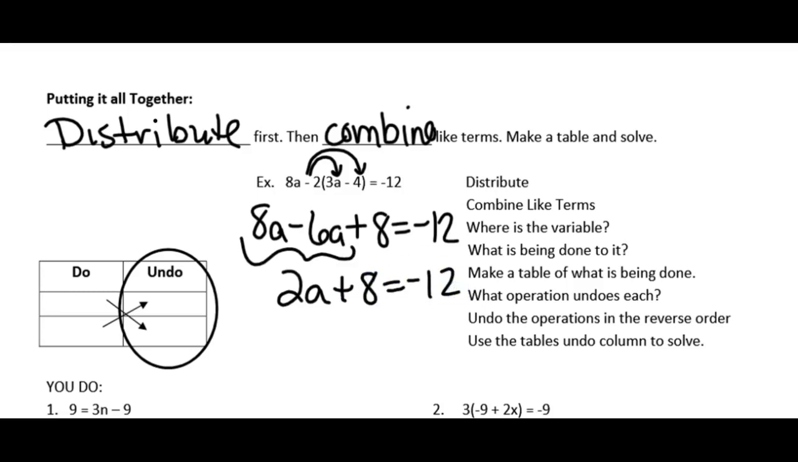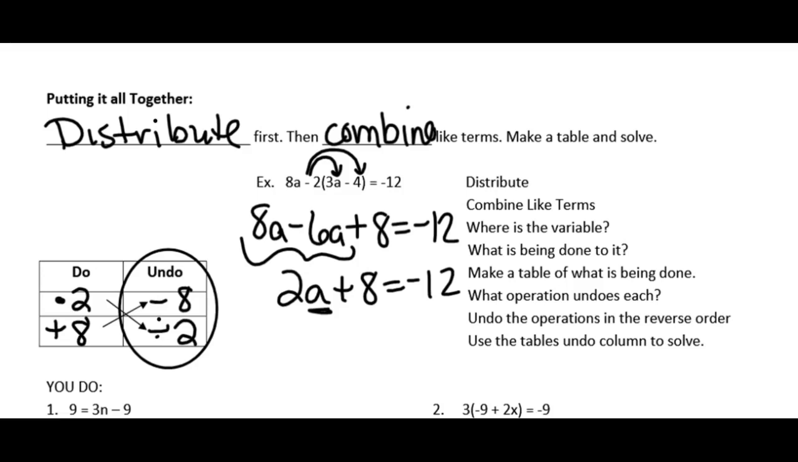Then I can make my table. I look at my variable. There he is, a. What's happening to him? He's being multiplied by 2. That's what's right next to him. And then added by 8. And then how do I get rid of adding 8? I subtract 8. And how do I get rid of multiplying by 2? I divide by 2. So I'm just going to do the opposite, and then I have to do it in the order that's in my table.